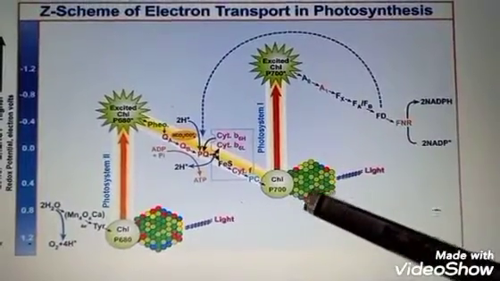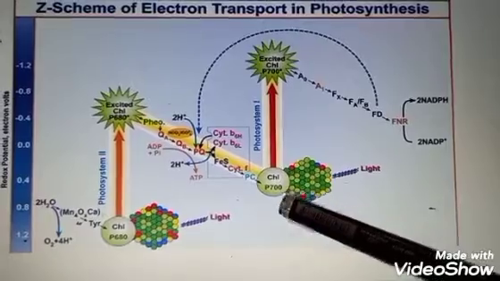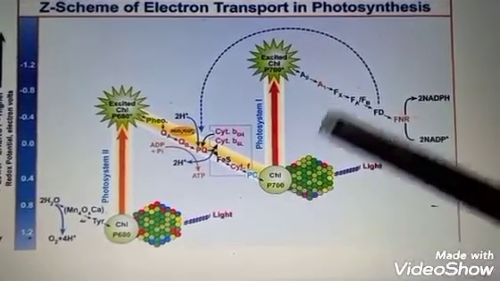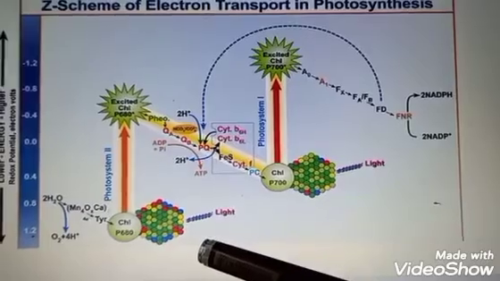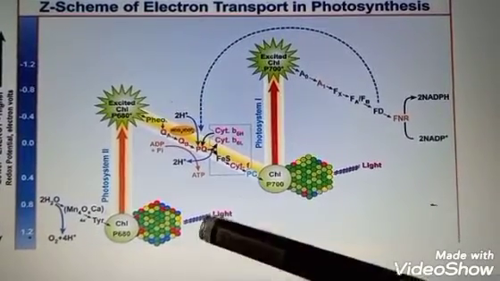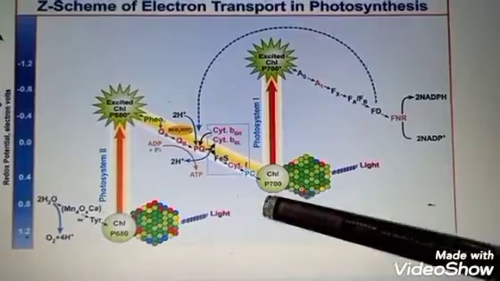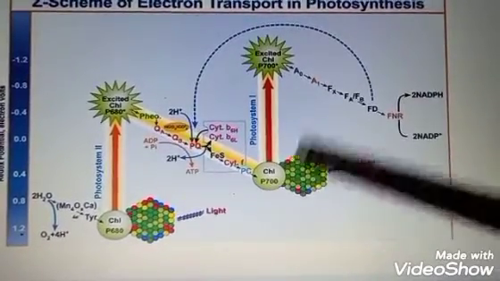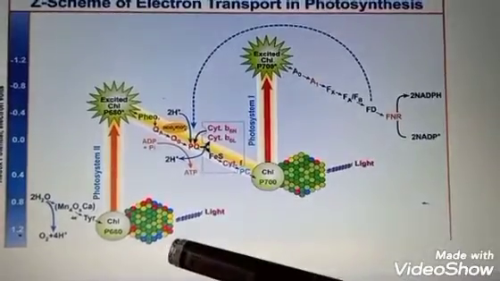This is the chlorophyll P700. As the wavelength is higher, it has lower energy, and this chlorophyll P680 has a lower wavelength and a higher energy. Energy always moves from higher potential to lower potential, so the electron always moves from P680 to P700, and never from P700 to P680.